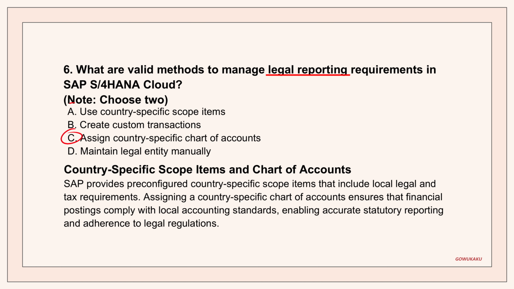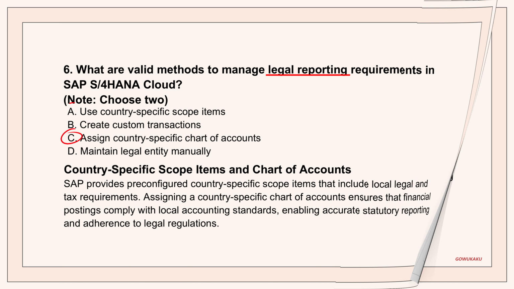Well, you typically also have an operational chart of accounts for consistency, and you might map the local accounts to the group accounts for consolidated reporting. It allows you to meet both needs, local compliance and global consistency. So it's about balancing those two things. Exactly. And the source implies that just creating custom transactions or trying to manage legal entities manually aren't the structured ways the system intends for you to handle these reporting requirements. Right. Focus on the scope items or the specific charts of accounts.